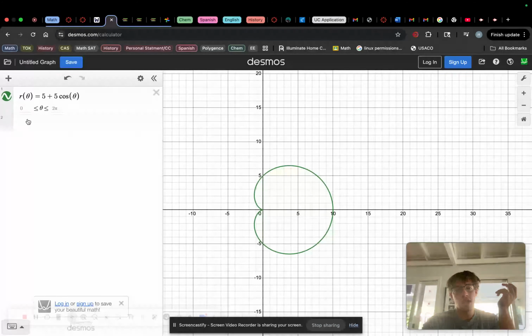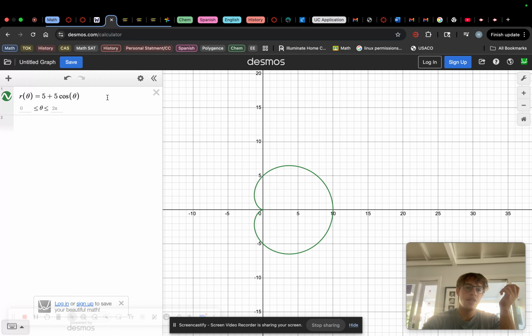So what we could do here is set r equal to 10, our equation equal to 10, and we can see the first two times where that will happen. We can see the angles at which the first two times that will happen, and that's how we can get our bounds. So I will do that right now.